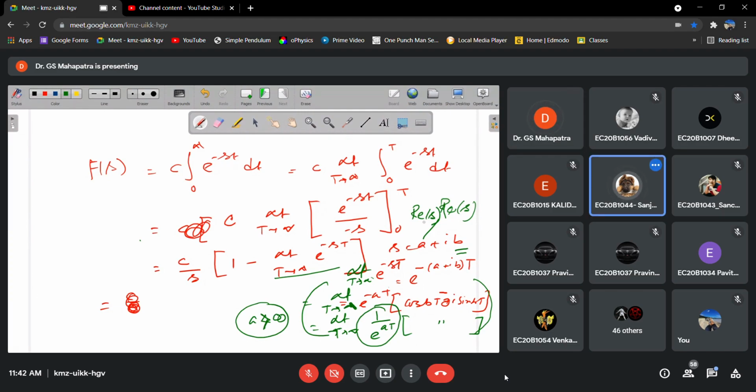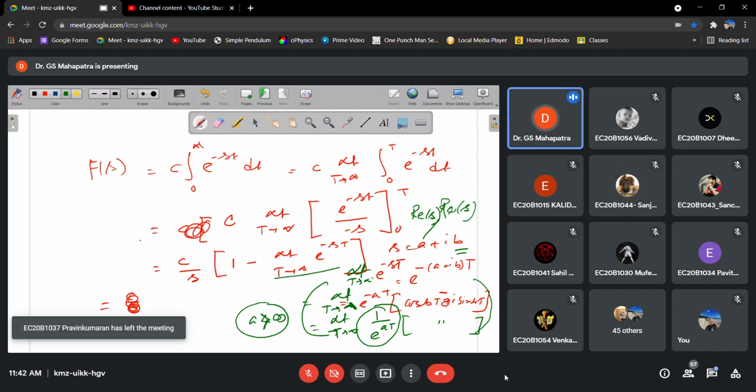Sir, if a is less than 0, then the limit of this integration is infinity. Infinity. Okay. So now, using that value, c is 1 minus infinity. Correct? Yes, sir. What is the answer then for f of s? Minus infinity.